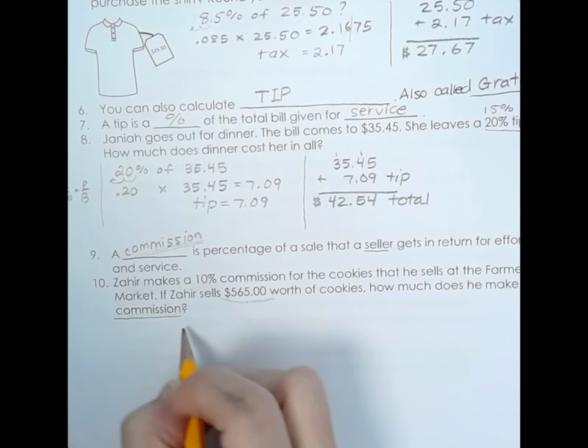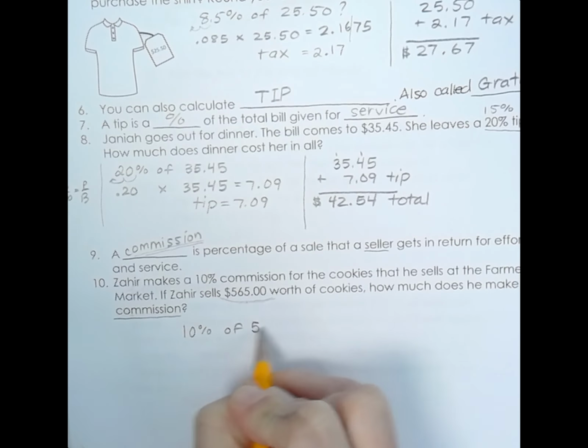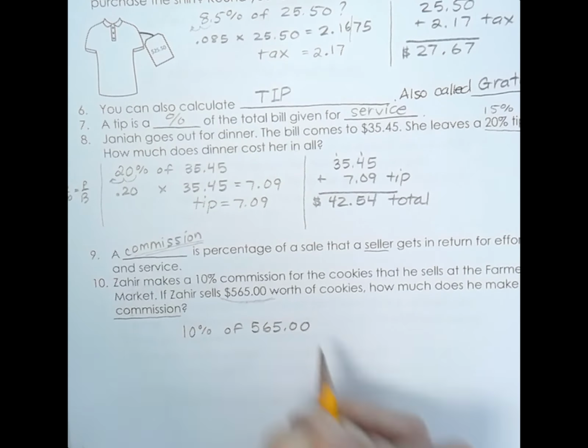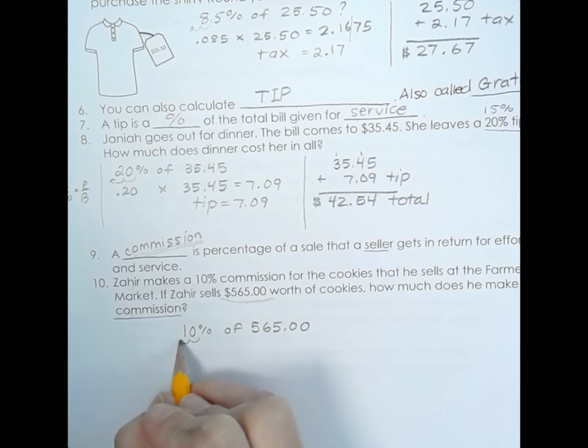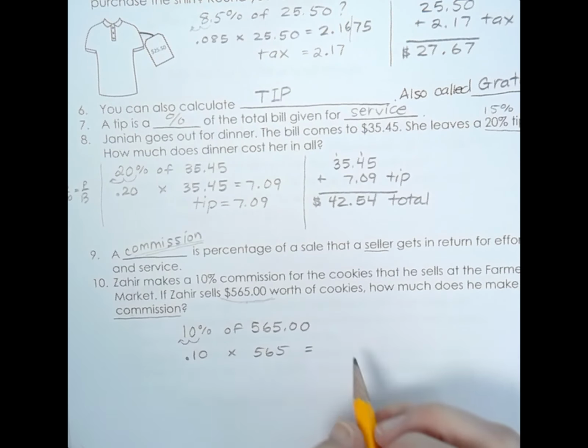So this one is a little bit shorter. We just need to find 10% of $565. All right, again, quickest way, change this to a decimal. Of means multiply. 10% of 565 is $56.50.